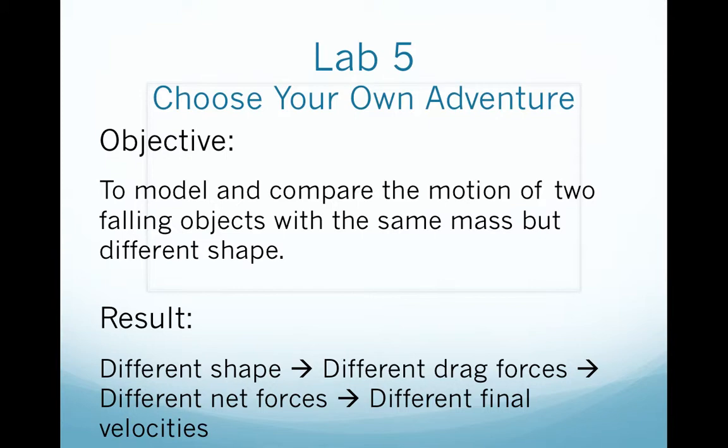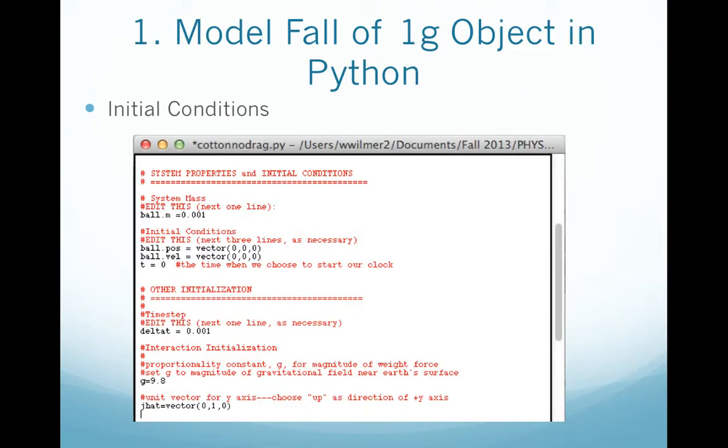I found that the different shapes will have different drag forces, which will give them different net forces, and finally, different final velocities. To show this, I first wanted to model what a 1 gram falling object would look like in Python. I first set my initial conditions, the mass being 1 gram, the velocity being 0 because it's starting from rest.